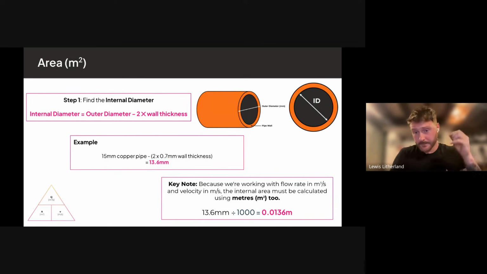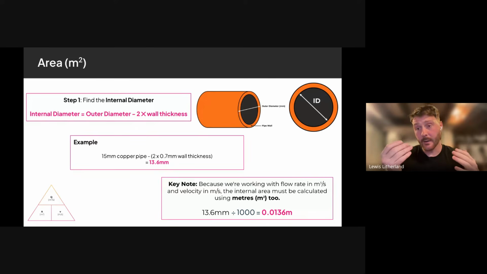So to find area, the first thing we've got to be aware of is that when we're typically buying pipe, it's told to us in full diameter, or the external diameter. So your 15mm pipe is not actually 15mm as an internal diameter usually, okay? And again, it's something that we just need to be aware of. It's just something that we need to apply to our calculations.